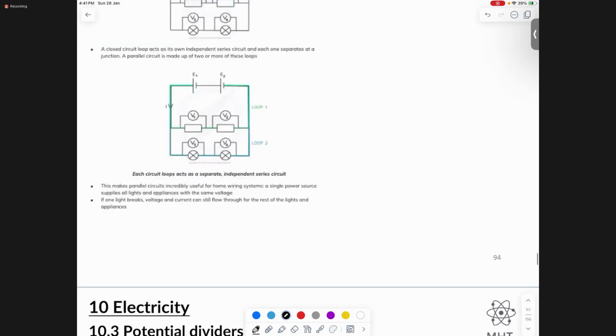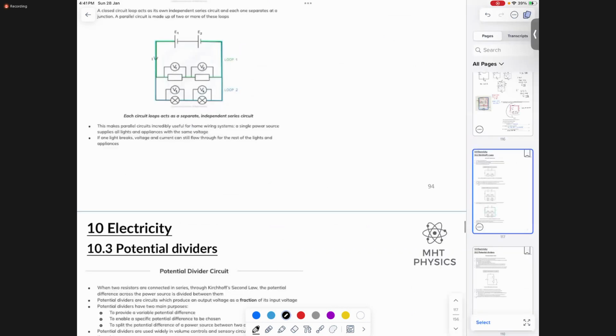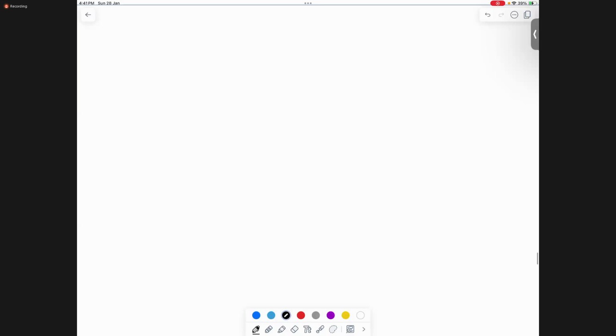Alright, so let's wrap this topic up. For this, what you need to do is on the blank page next to page 94, write a heading: derivation of series and parallel resistor combination.